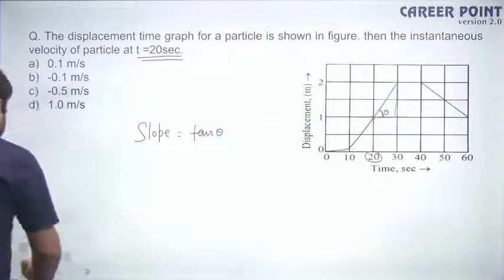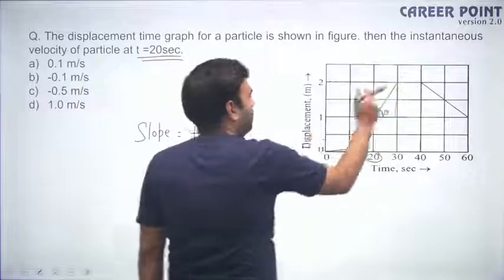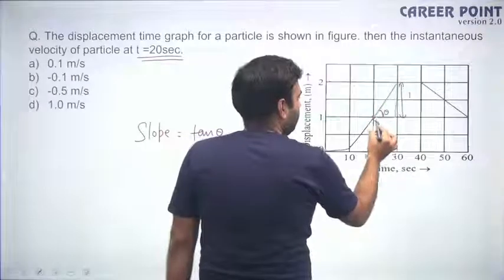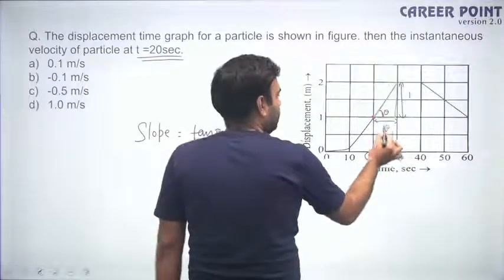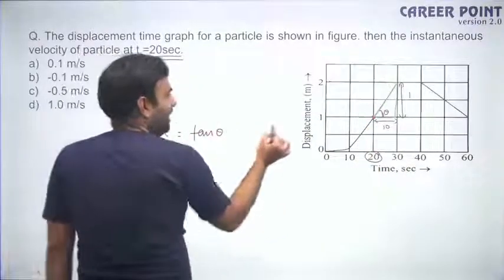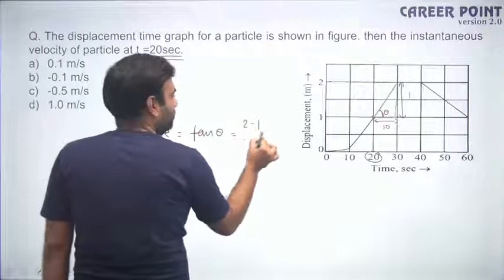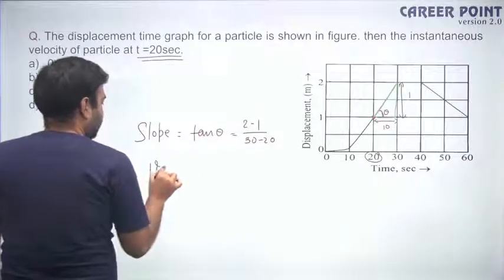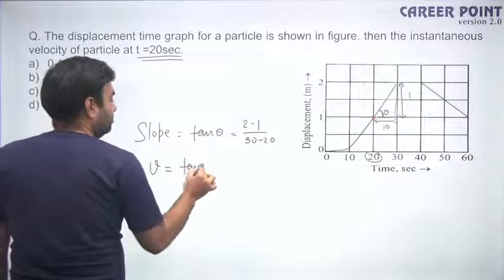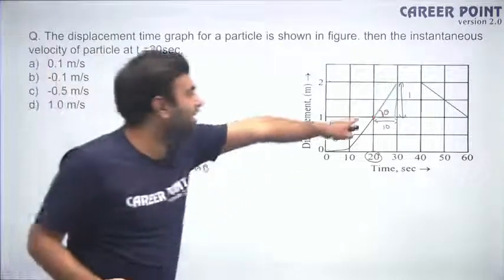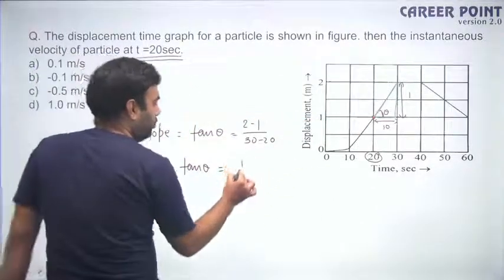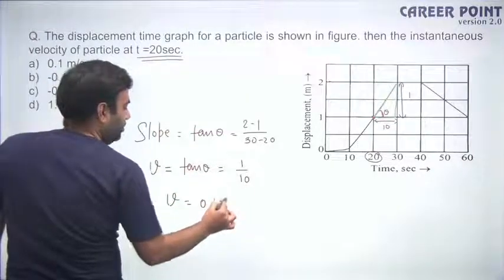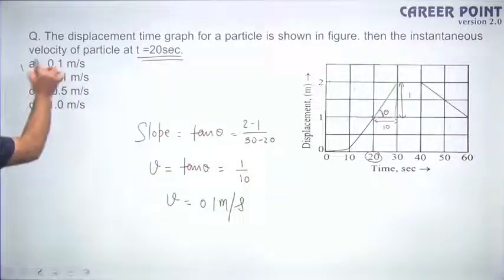In this triangle, what is the perpendicular? It is 2 minus 1, which is 1. And what is the base? The base is 30 minus 20, that is 10. So tan theta is equal to (2 minus 1) upon (30 minus 20). So the instantaneous velocity, which is tan theta of the tangent passing through any given point, is equal to 1 by 10. So velocity is equal to 0.1 meter per second. Hence the answer is option A.